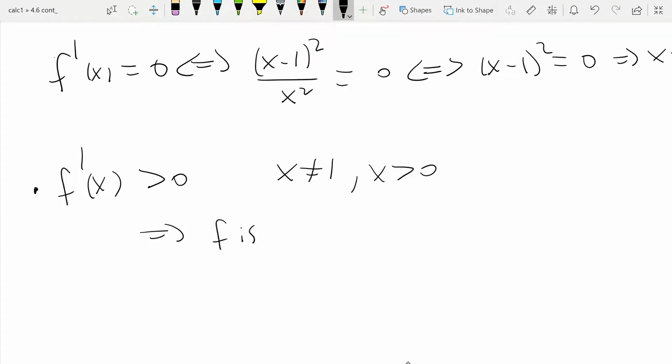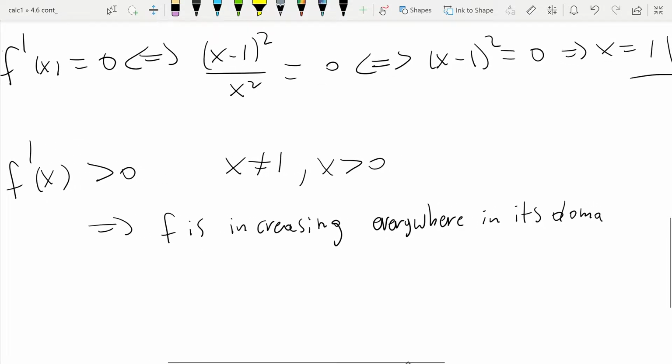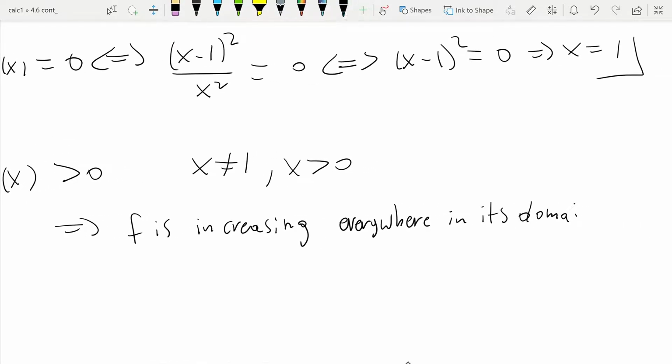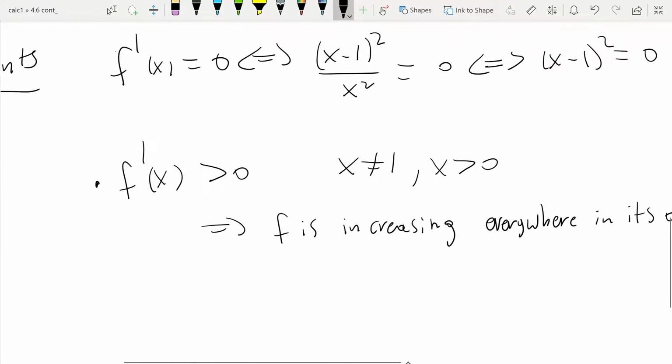f is increasing everywhere in its domain. So we have a function that is always going up.